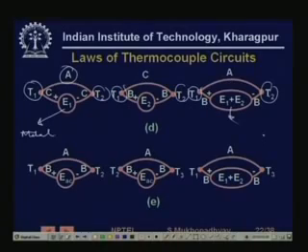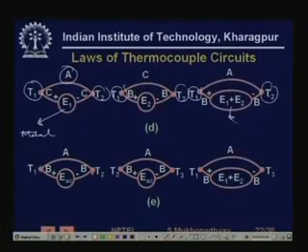Similarly, superposition holds here with respect to temperature also. So between the same two metals, if you have T1, T2 junction temperatures, then you get the first one. If you have T2, T3, you get the second one. Actually, this should have been E1 and this should have been E2.